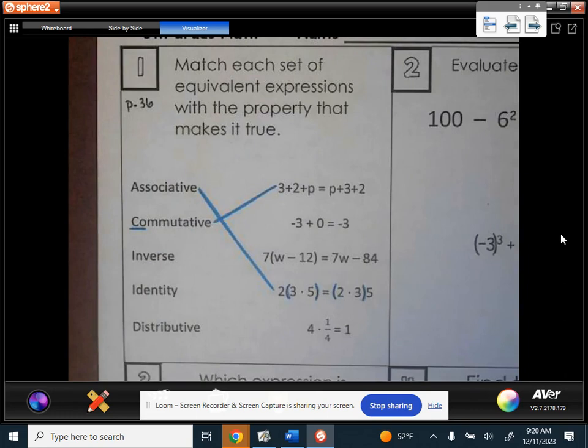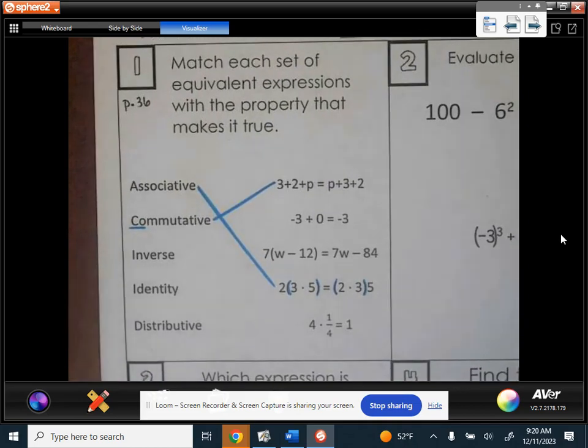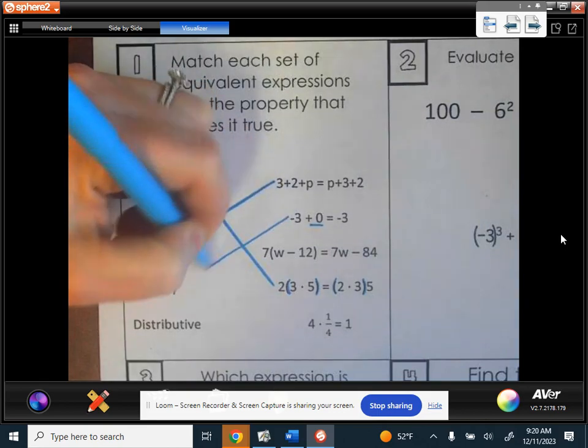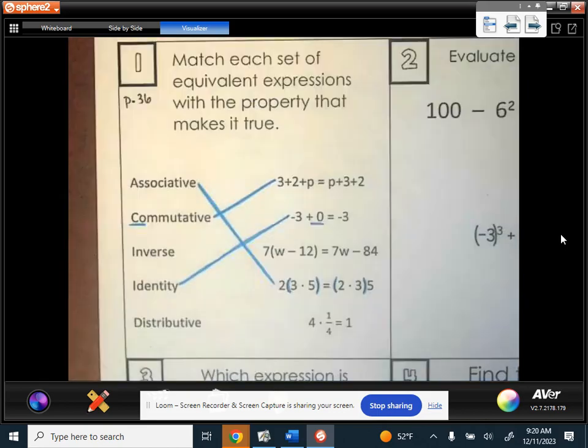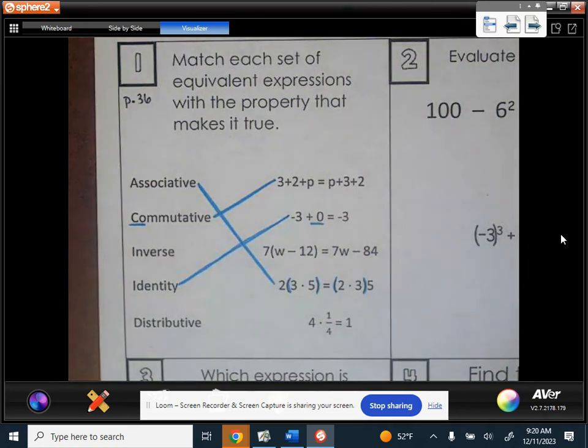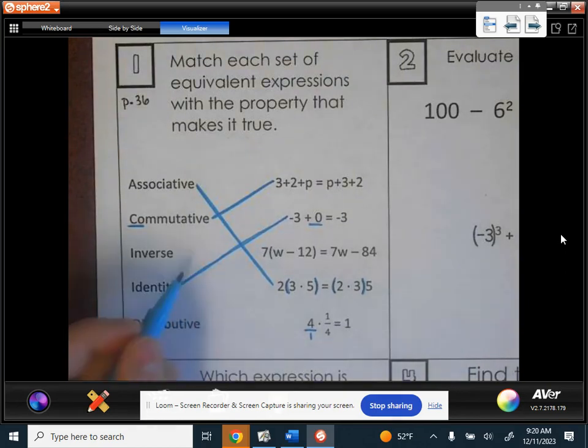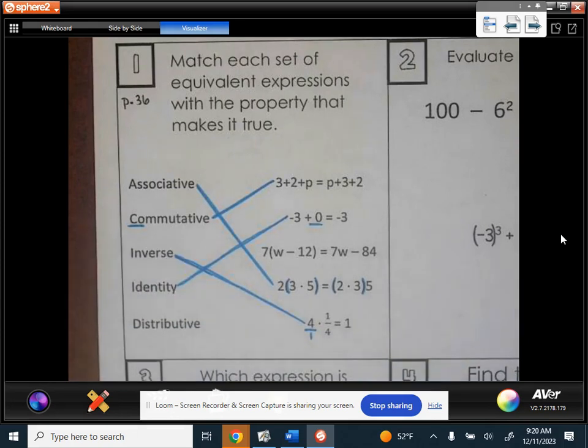In our chant, we said identity stays the same, and we make a 0 and a 1 when we do that because you can add 0 or multiply by 1 and the number stays the same. So right here we see we're adding 0 and the -3 kept its identity. It stayed the same. For inverse, we said opposite or reciprocal. So I don't see anything about opposites here, but I do see a reciprocal because 4 over 1 and 1 over 4, those are reciprocals. So the inverse property says that if you multiply by a reciprocal, you get 1. You always get 1. So that would be inverse.